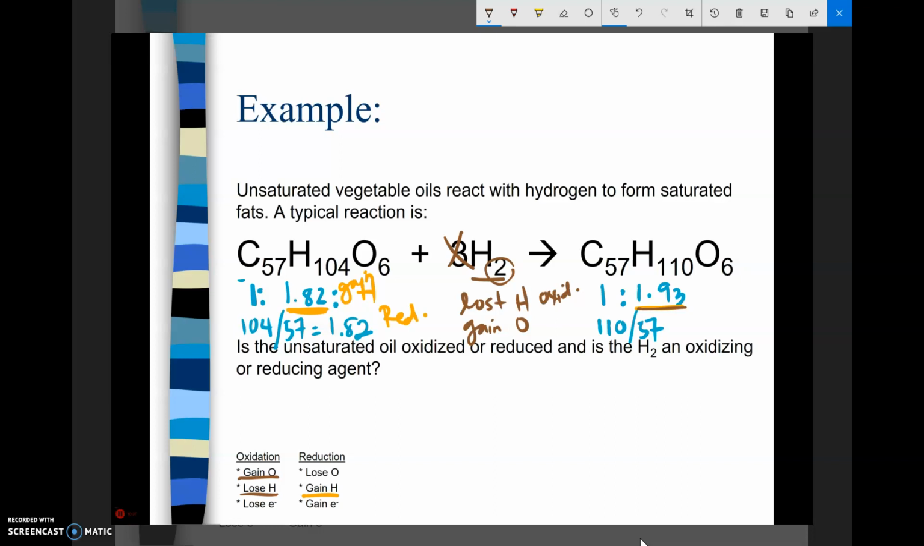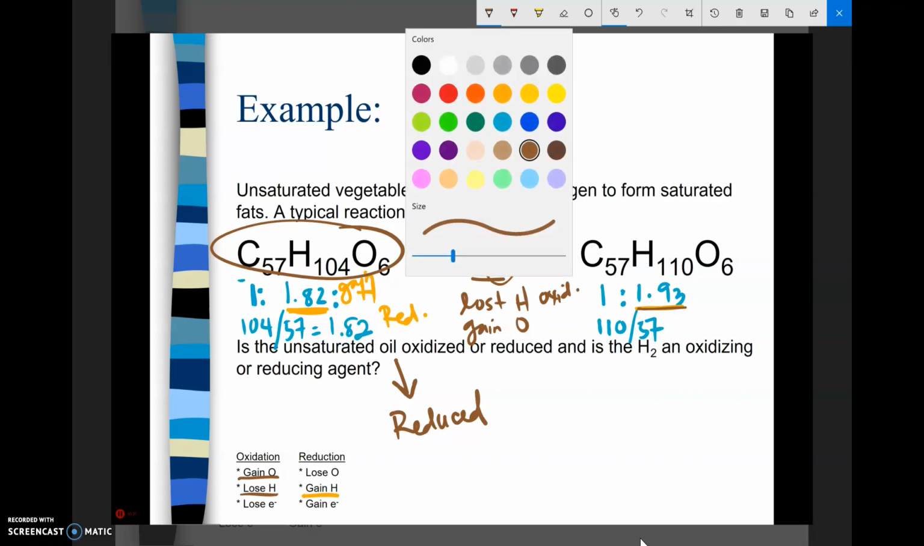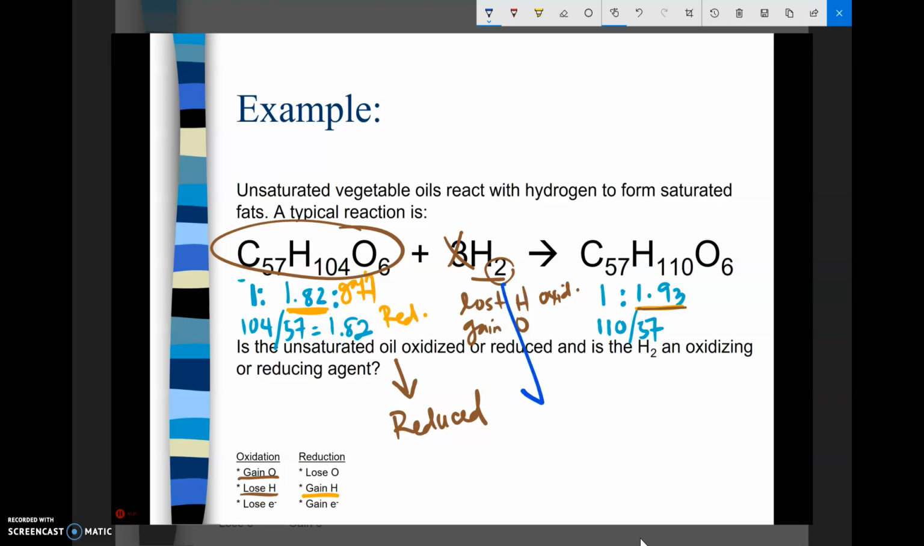So again, let's look at the question. Is the unsaturated oil, sorry, oxidized or reduced? We know that's what this is, okay? So we can say, oh, we know what this is now. The unsaturated oil is reduced. And then it says, is the hydrogen an oxidizing agent or reducing agent? Well, we know that this is oxidized, so the opposite of oxidation is reducing. So this is the reducing agent because the hydrogen is going to help the unsaturated oil become reduced. So those would be your answers.